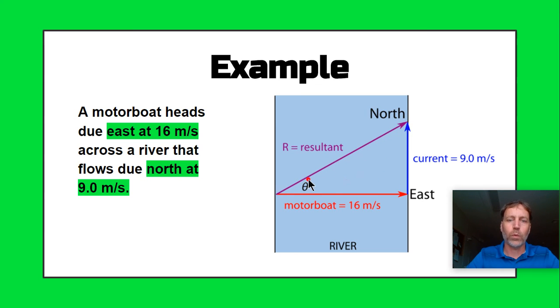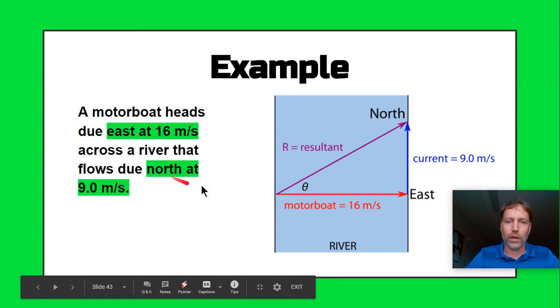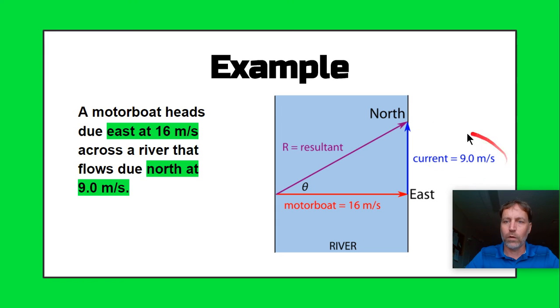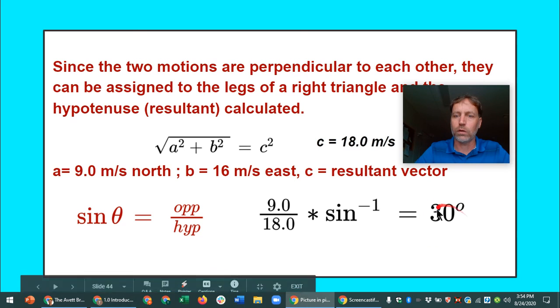Now we'll find what angle that's going to be. What is the angle that we're going to be pushed off course, so to speak? We'll take the sine, because here's our angle, the opposite is our 9, and we already know the hypotenuse, which is 18. So we take our opposite over our hypotenuse, 9 over 18, which is 0.5, then take the inverse sine, and that's going to be 30 degrees.